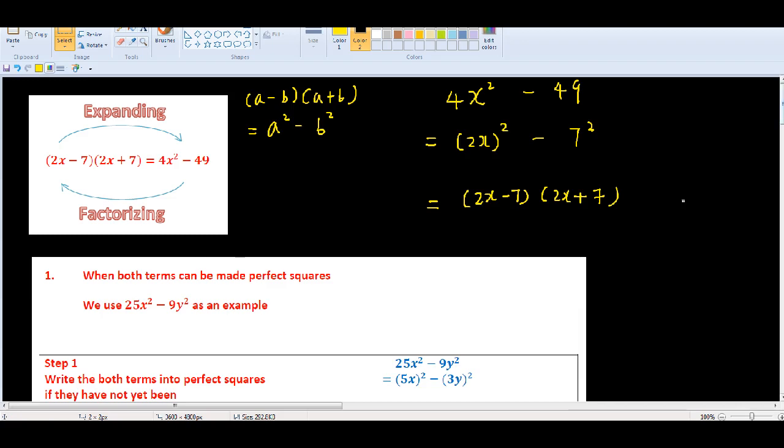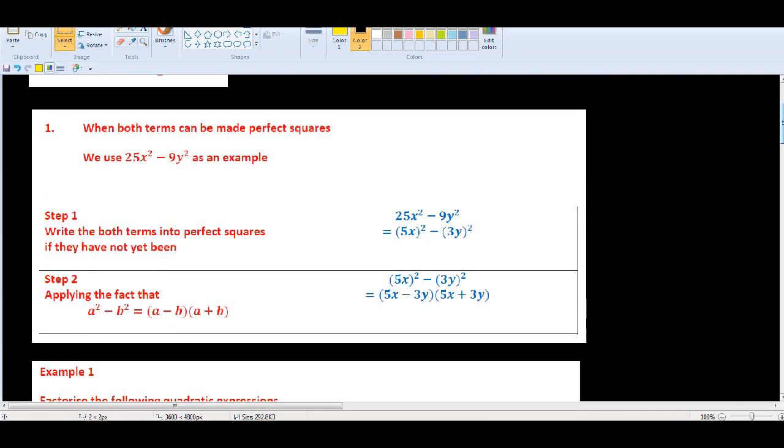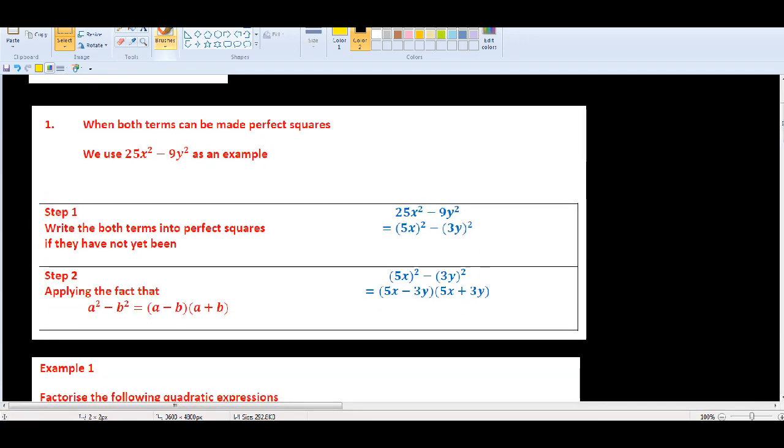The first situation is when both terms can be made perfect squares. What do you mean by perfect square? For example, 25x squared. 25 is a perfect square because 5 squared equals 25. 9 is a perfect square, it's a square number, because 3 squared equals 9.